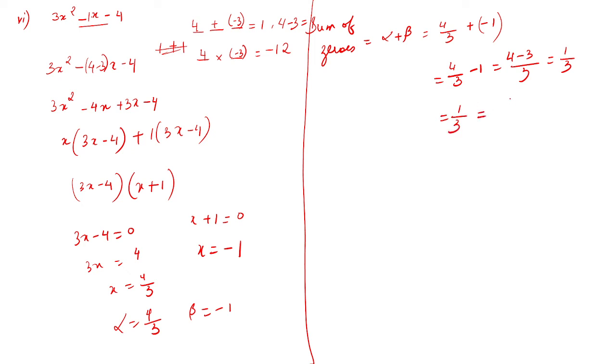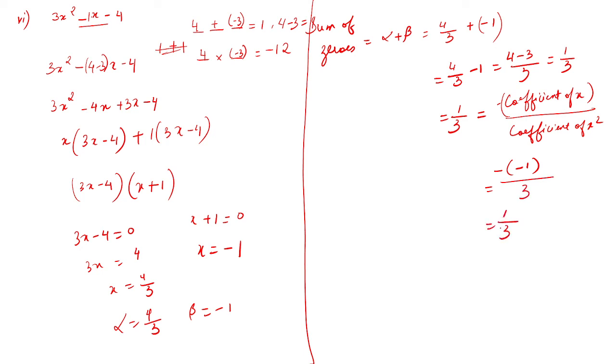Let us check if this is equal to minus the coefficient of x by the coefficient of x squared. Clear? So what is the coefficient of x? The coefficient of x is minus 1. Okay, it's not just 1, it's minus 1. And the coefficient of x squared is 3. So minus into minus is 1 by 3. So that means our answer is correct.